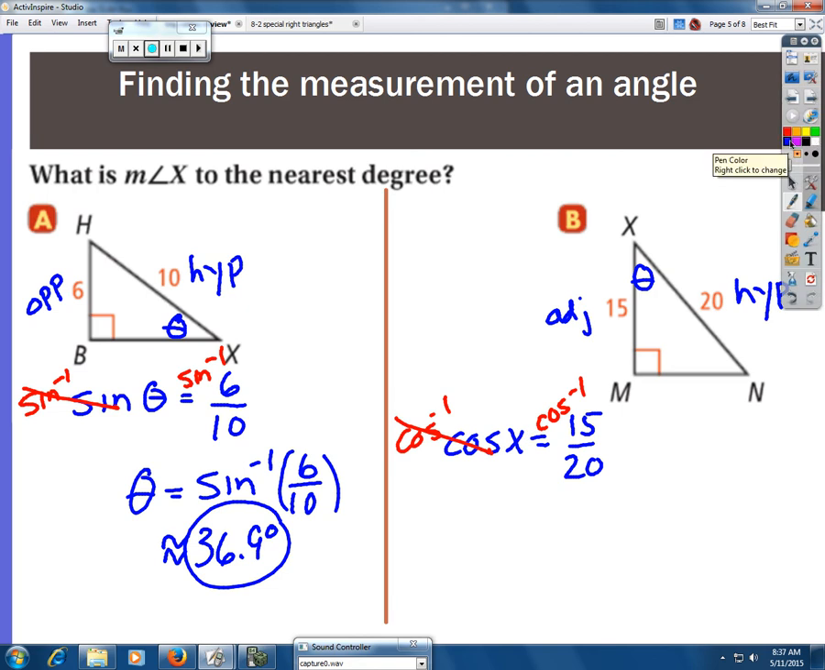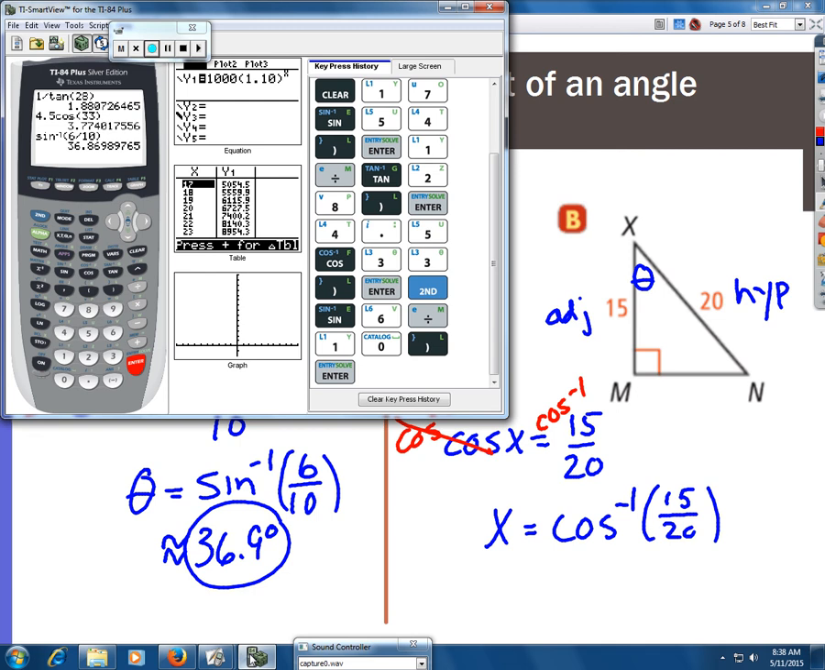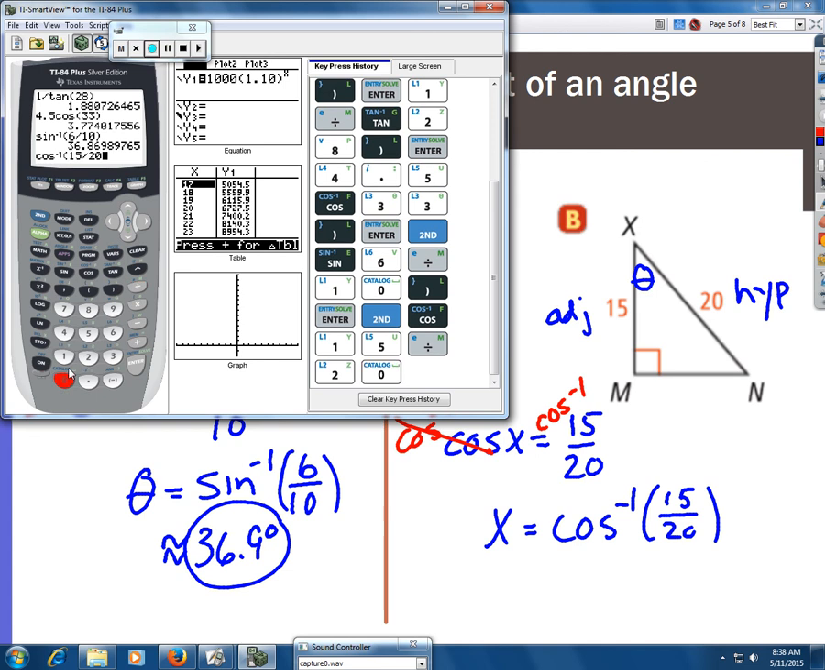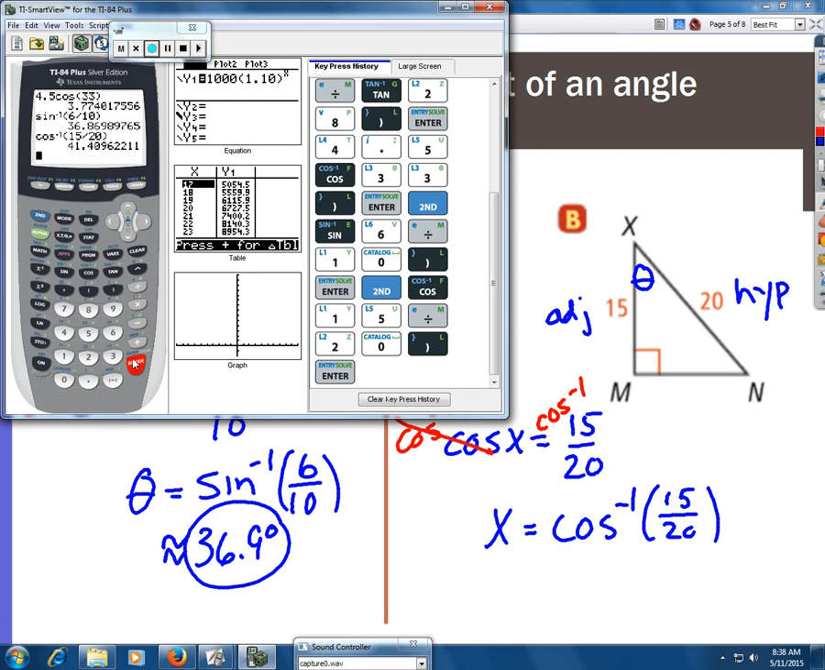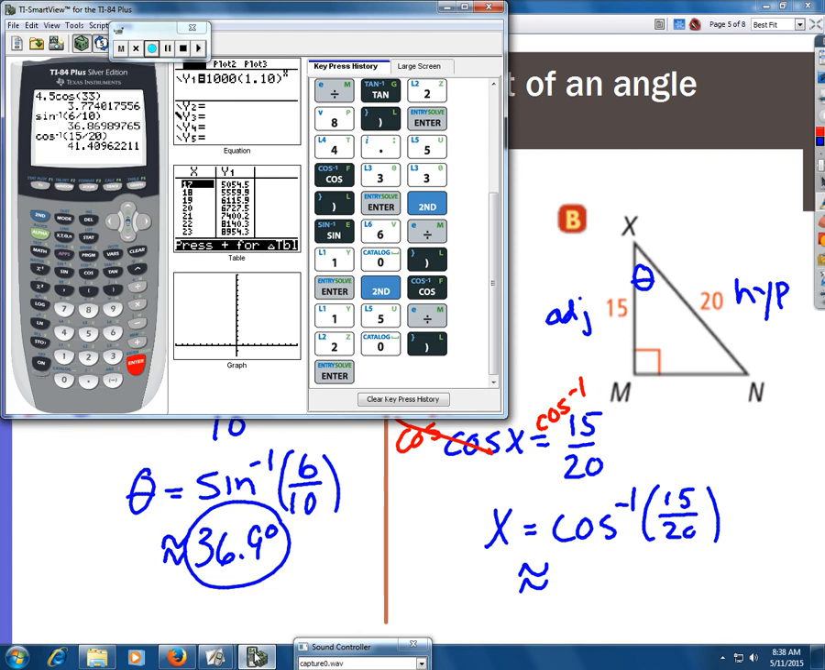So I have x is equal to inverse cosine of 15 divided by 20. Put that in your calculator: second cosine, 15 divided by 20. Notice that I closed the parentheses. It's good to be in the habit of doing that when you're doing these problems. That's approximately 41.4.